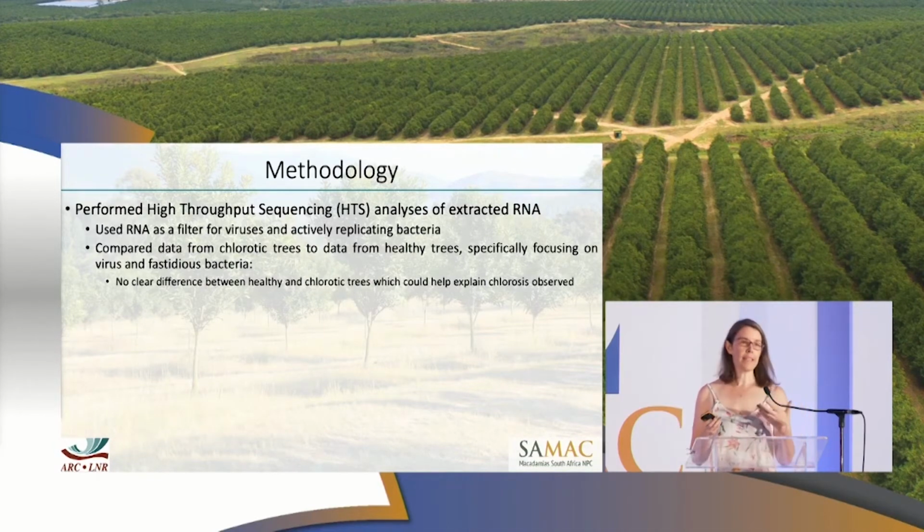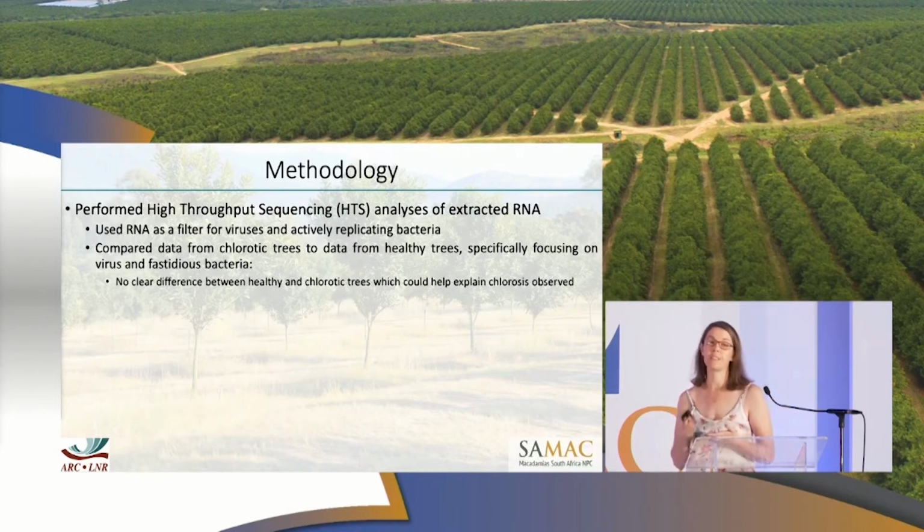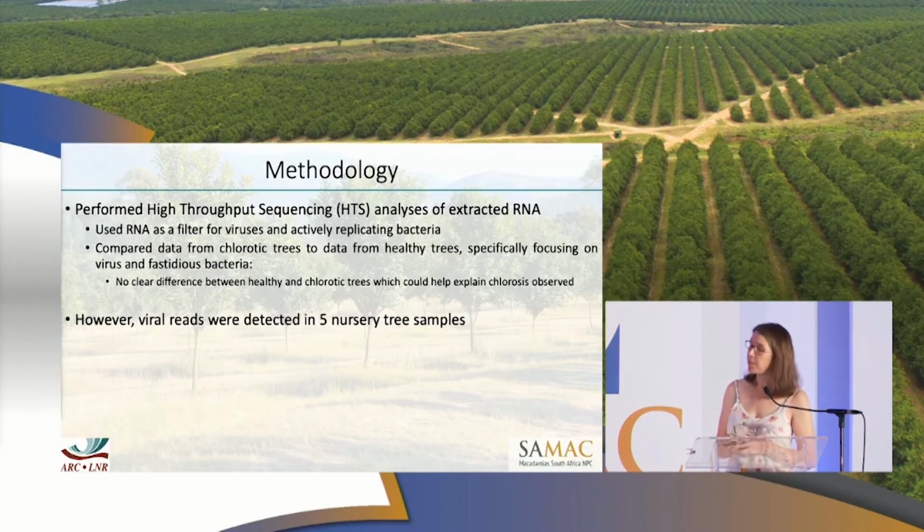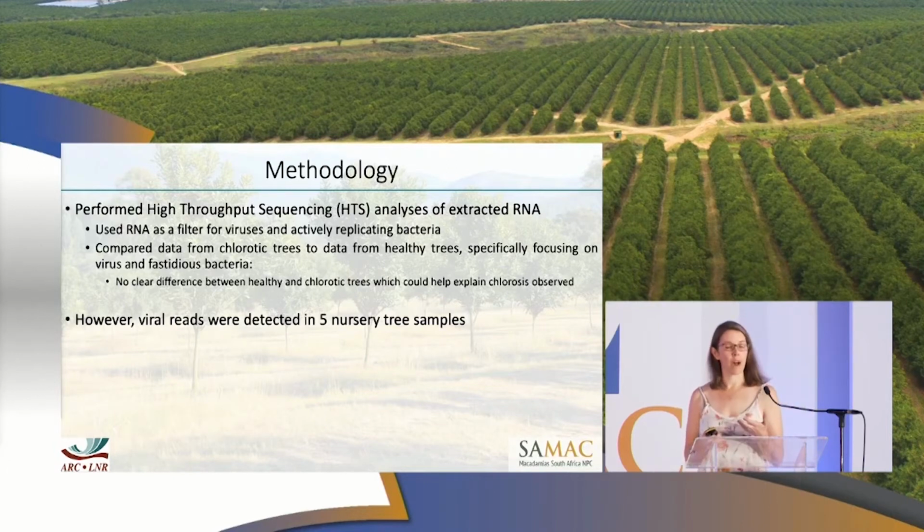So then we compared the data sets between the chlorotic trees and the healthy trees. And there everything stopped. We couldn't find a clear difference between the chlorotic trees and the healthy trees. So a little bit less bright-eyed and bushy-tailed at that point. However, we were able to identify viral reads within 5 nursery tree samples.